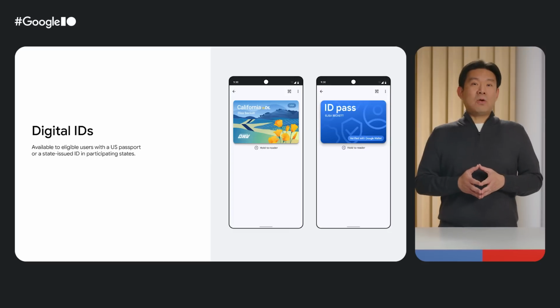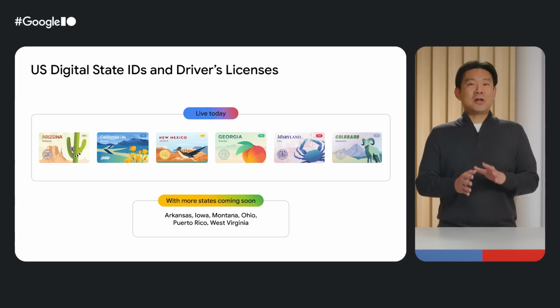Digital IDs in Google Wallet are available in US markets today and are built with trust, ease of use, and interoperability as our top priorities. This is why we're working to bring more digital IDs to Google Wallet to support our users across the globe. Today, we are live in 6 US states, with more states coming soon.